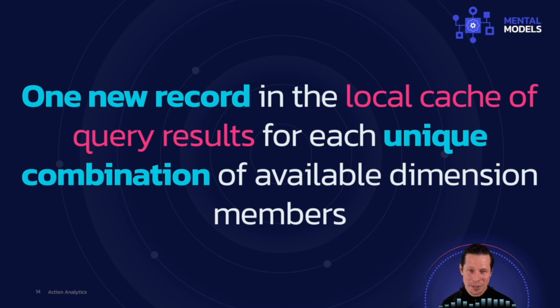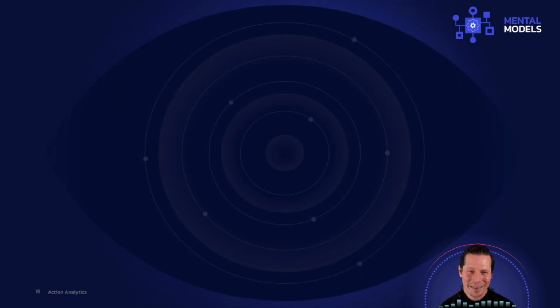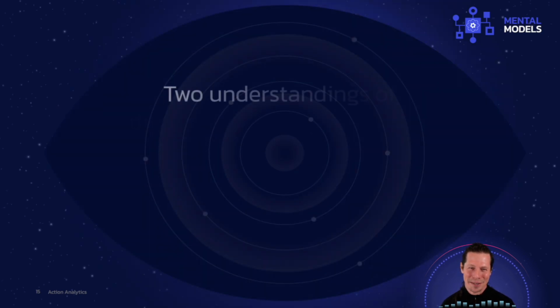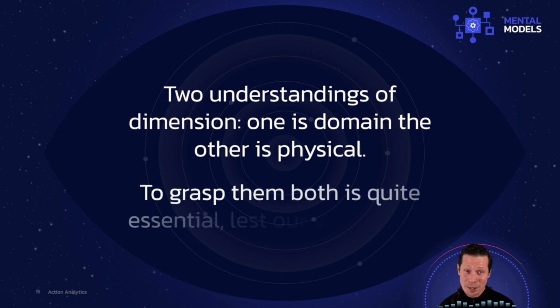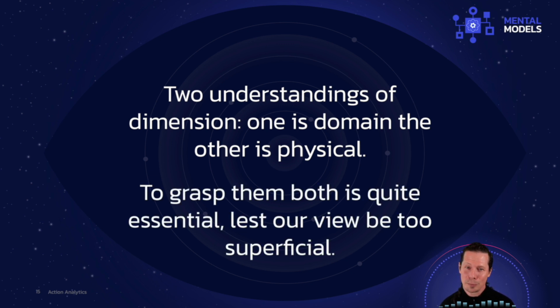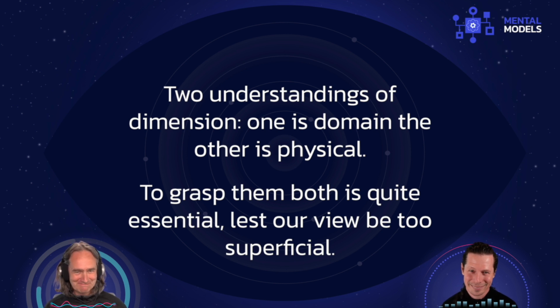So just to finish things out, I've got my aspiration to finish each episode with some kind of Zen koan. What we've done here today is we've got these two understandings of dimension. One is domain and the other is structural or physical. To grasp them both is quite essential, lest our view be too superficial. Great rhyme there, and it gets at this both-and of it that's been this whole thread through our conversation today.